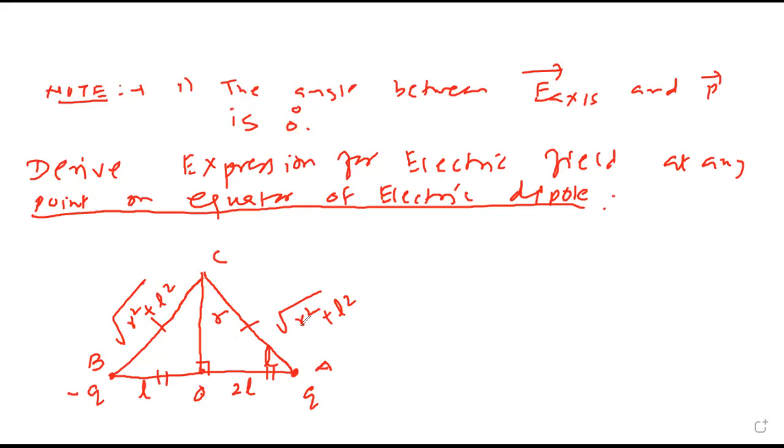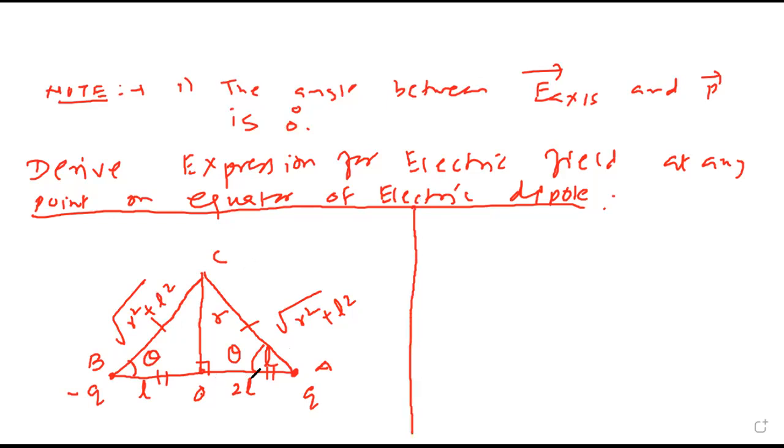Isosceles. ABC, I said, ABC, not OAC. Isosceles. So these two will be base angles. Can I take the same theta, theta? Then we take the same theta, theta.